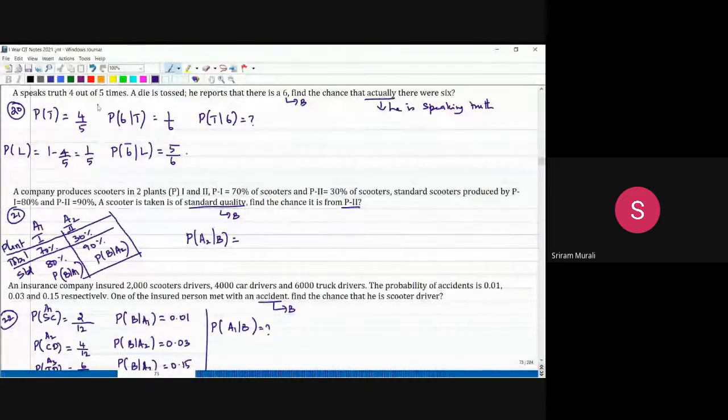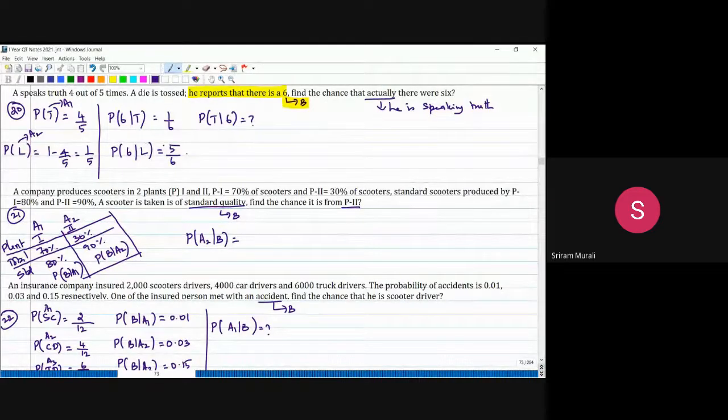The second case, if it is a truth, the probability of taking a truth, there is actually 6. So the 6 is acting as B. Speaking a truth or lie is acting as A1, A2. So this is my A1 and A2. What is the chance of B given A1? B given A2: he is speaking a lie, there is a 6, this is 5 by 6. That is 1 minus 1 by 6, which is 5 by 6.